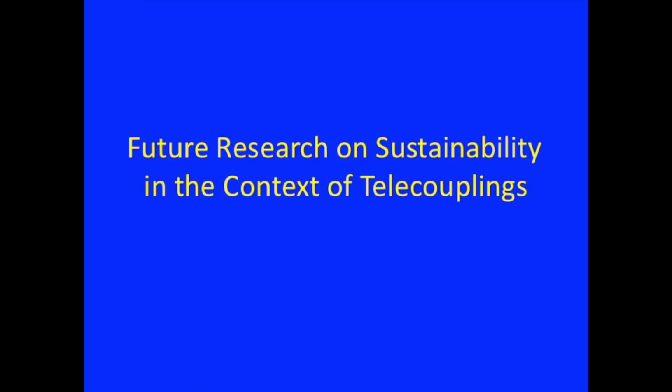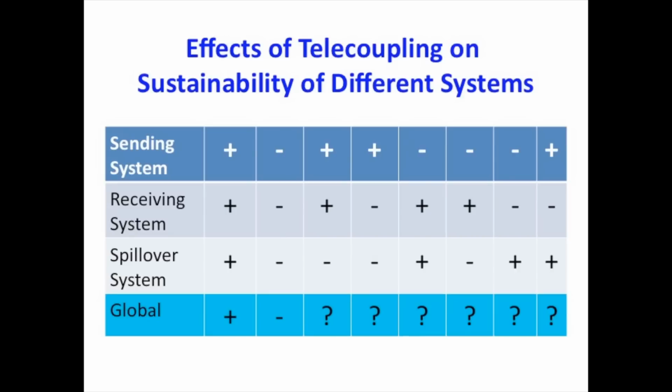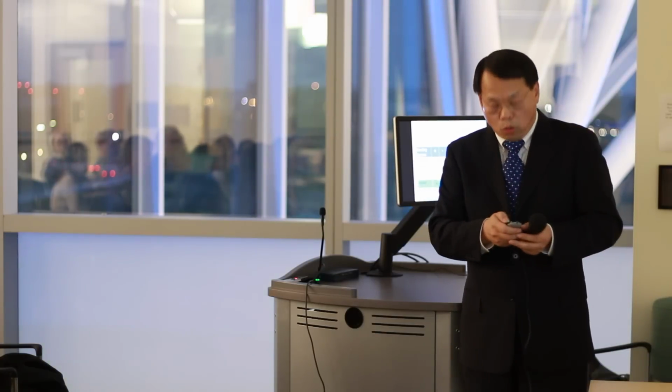So now I'm going to quickly highlight some of the future research on sustainability in the context of telecoupling. One of the things that Bill mentioned is bioenergy and the EU mandate. So we need to really evaluate the impact on different systems: the sending system, receiving system, spillover system, and also at the global level, the net impact. If every system has positive impact, that's great. But if every system has negative, then we have negative. But a lot of times you have positive on one system and negative on another system. Then we don't know what we got at the global level, right? So we need more quantification on this.